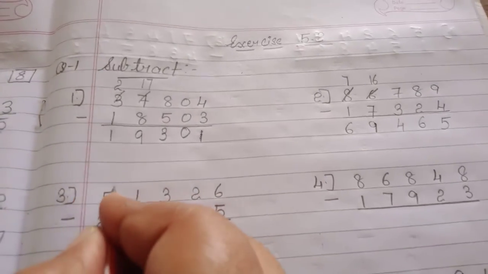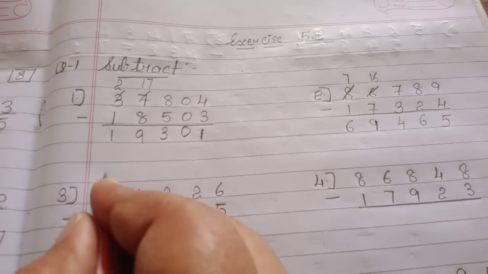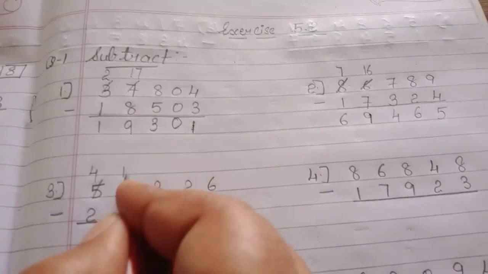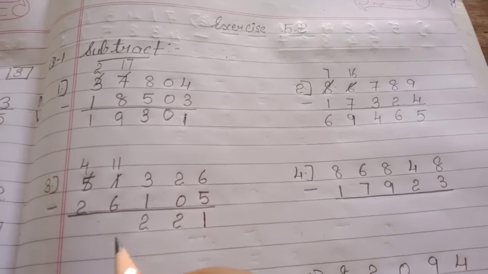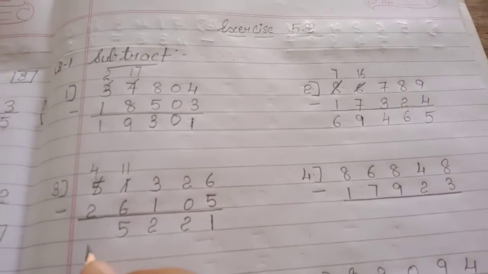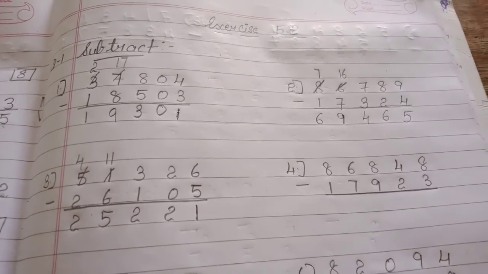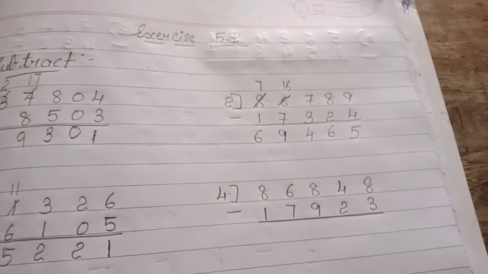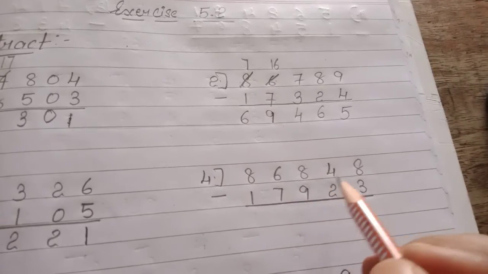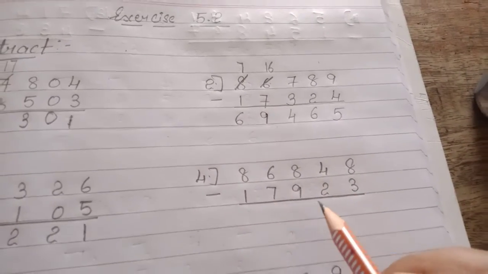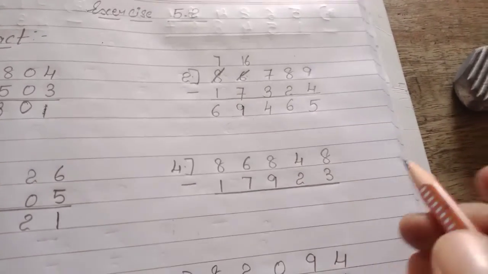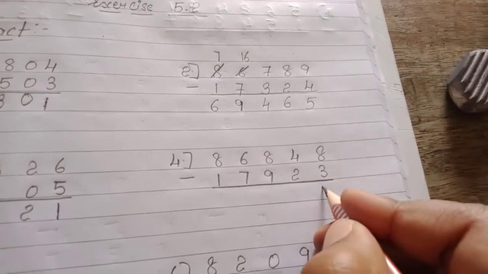So from 5 we will take 1. So 5 minus 1, it will become 4. And this 1 will become 11. So 11 minus 6, 5. And 4 minus 2, 2. So our answer is 25,221. Now number 4. 86,848 minus 17,923. So 8 minus 3, 5.